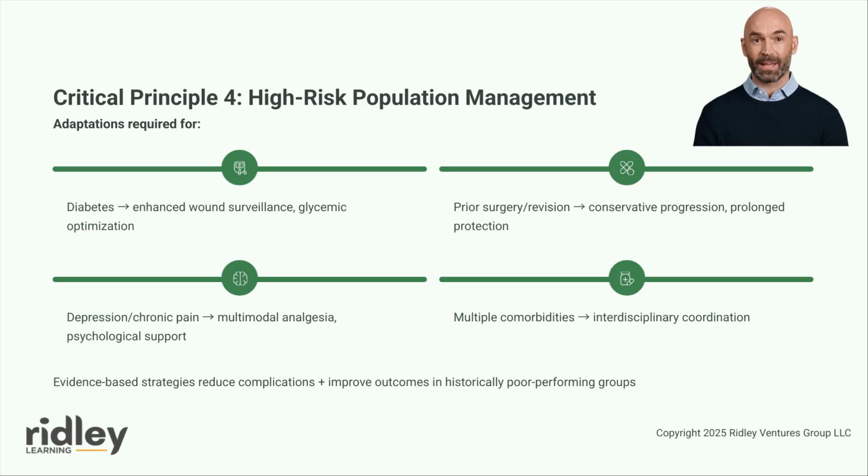Enhanced wound surveillance and glycemic optimization in diabetic patients, conservative progression with prolonged protection in revision cases, multimodal analgesia and psychological support for patients with depression or chronic pain, and interdisciplinary care coordination for medical optimization represent evidence-based strategies that reduce complication rates and improve functional recovery in high-risk populations.